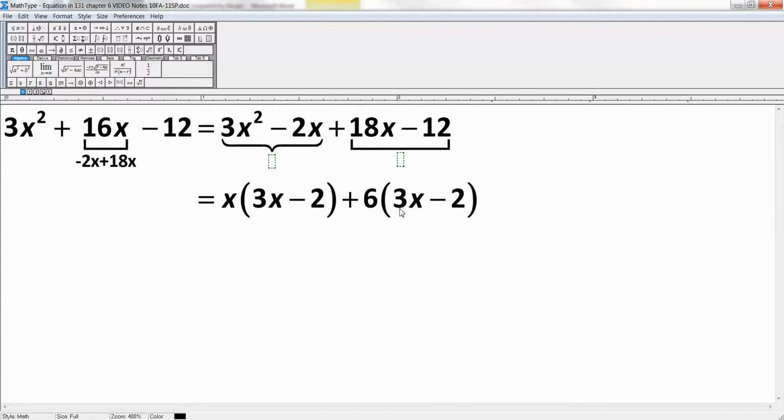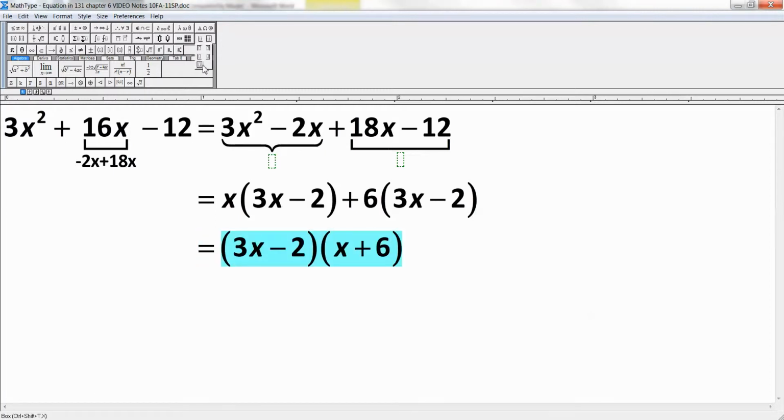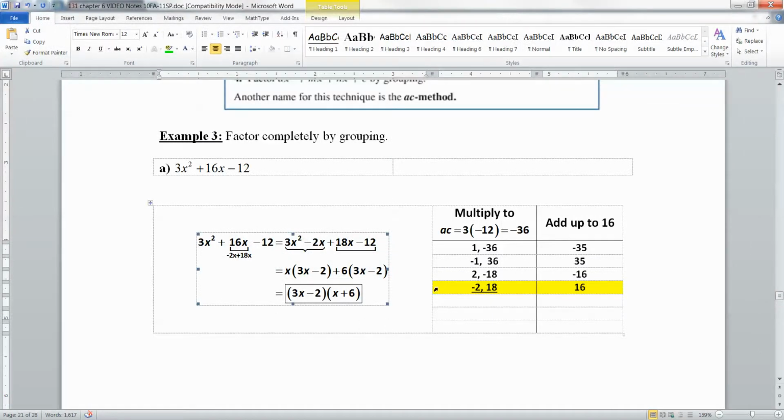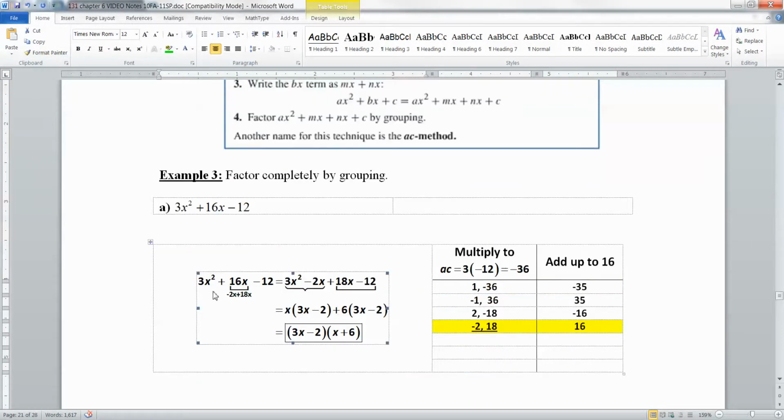That leaves me 3x minus 2. Oh, look at that. Because now these both have 3x minus 2's in them. So I can write (3x minus 2)(x plus 6). And that's the same answer that we got with trial and error. It's a little bit cleaner and a little bit easier than trial and error, as long as we're talking about ones where A is not equal to 1.